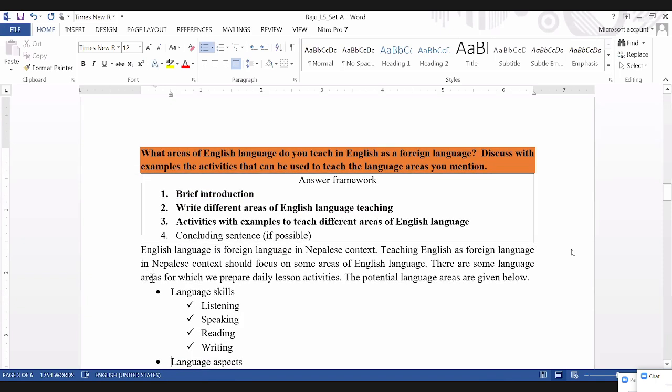What areas of English language do you teach in English as a foreign language? Discuss with examples the activities that can be used to teach language areas you mention.